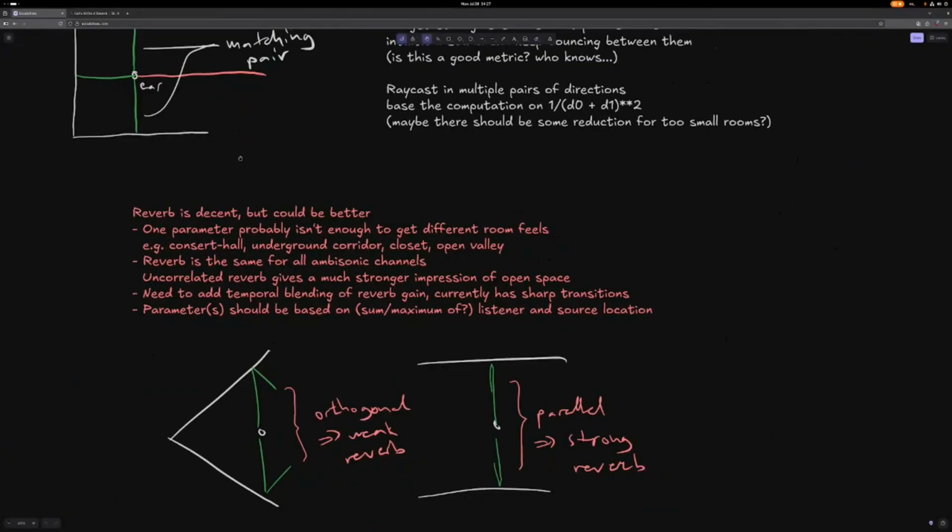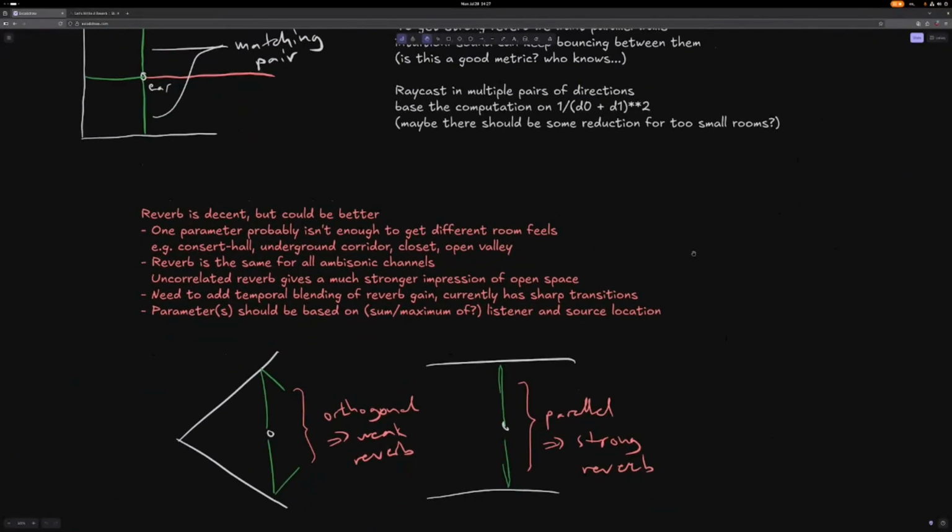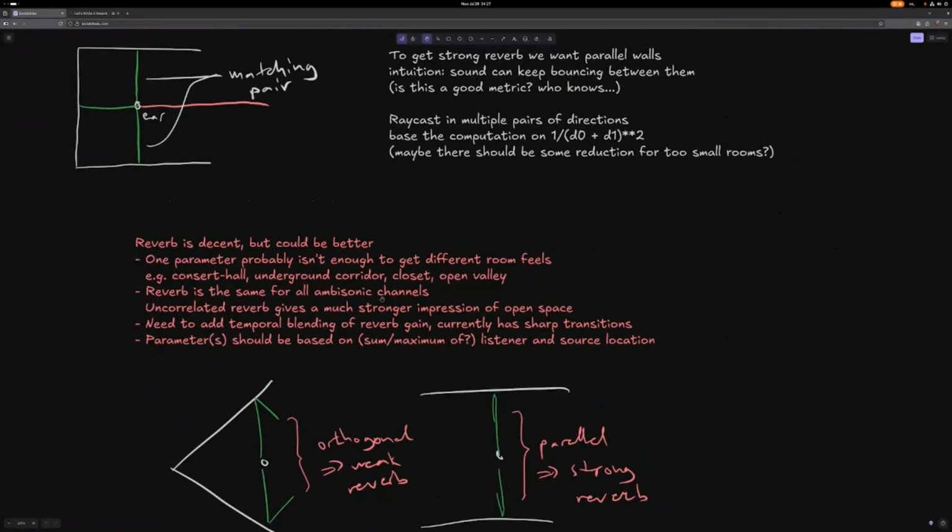And then the other thing is, reverb is sort of a long-lasting, slow effect. So you probably want to let the parameterization change slowly over time. If it changes very sharply, it sounds a little strange, I find. But that's an easy fix to do.